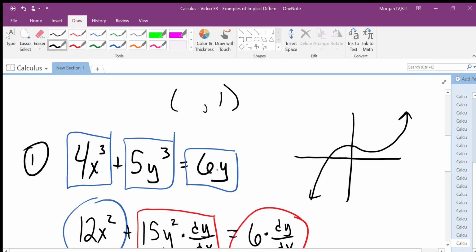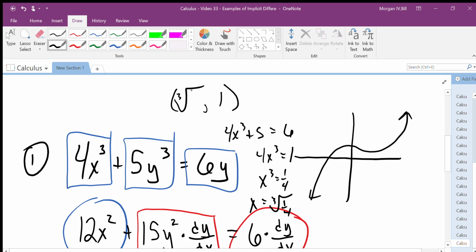then I've got 6 on the right, and I've got 4x cubed. If y is 1, I've got 4x cubed plus 5 equals 6. 4x cubed equals 1. X to the third is 1/4. X equals the cube root of 1/4. Okay, not a great number, but we have the cube root of 1/4 for our x value, 1 for the y value. Okay, if that's my point, that satisfies this equation.